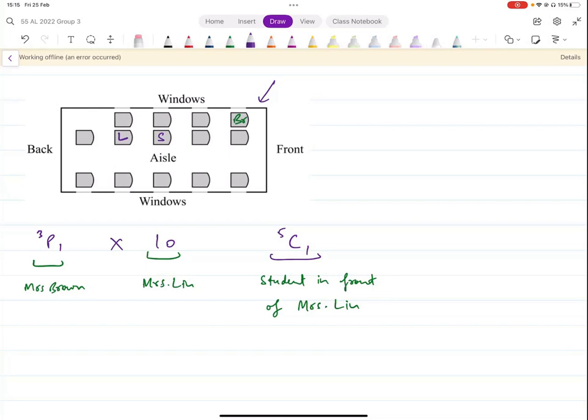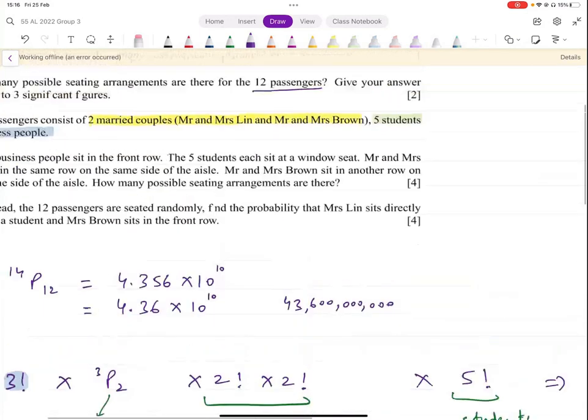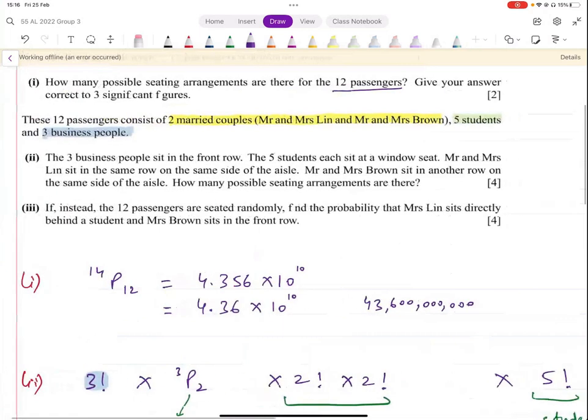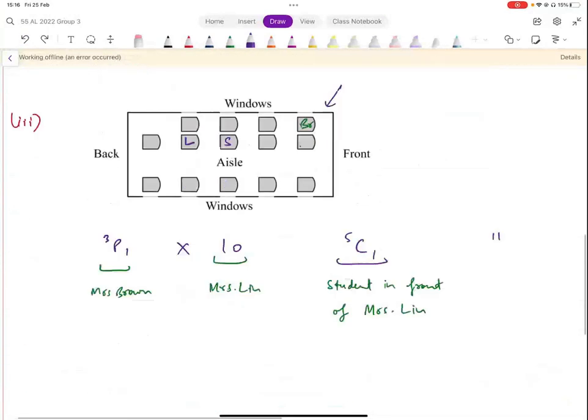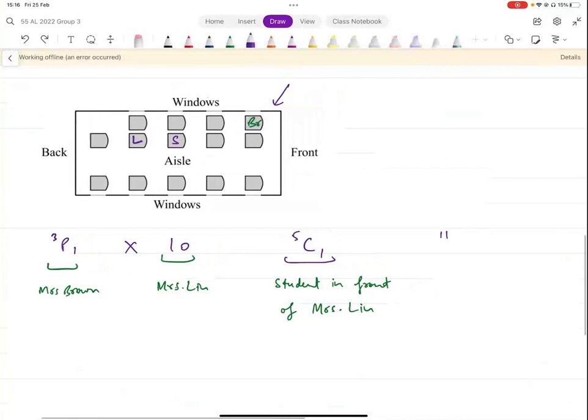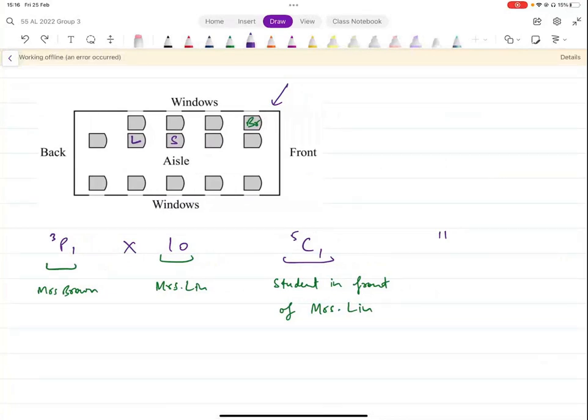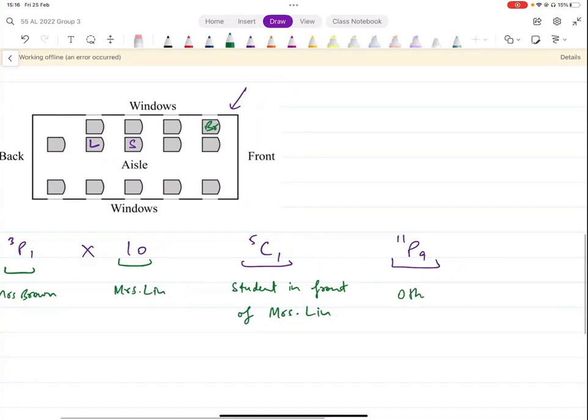We've got 4 students left, and how many seats left? There were 14 seats in total. 1, 2, 3 are already taken, and we're left with 11 seats now. We have to place 4 students in them. That's 11. No wait, there are other people too. There are 12 passengers total. How many have we placed? We placed 3 of them, right? So after 14, 11 seats are left, and how many people are left? We placed 3, there are 9 people left. So this is for arranging those other people.